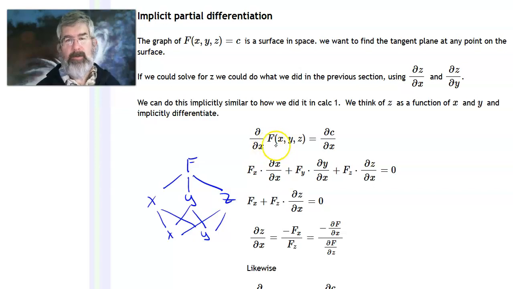So here we go. How do you take the partial derivative of a function of three variables with respect to x? Well, the diagram: you've got 1, 2, 3 paths from f down to x here, and so here we go.